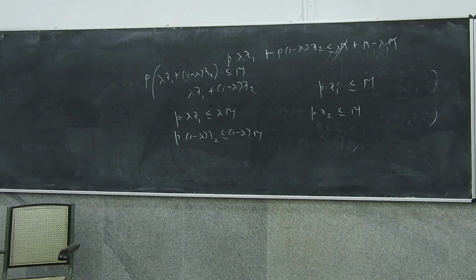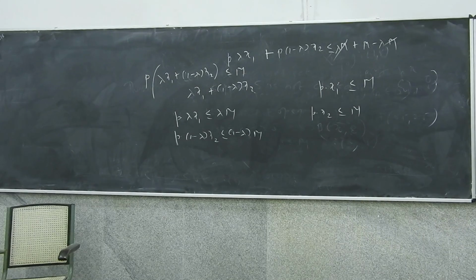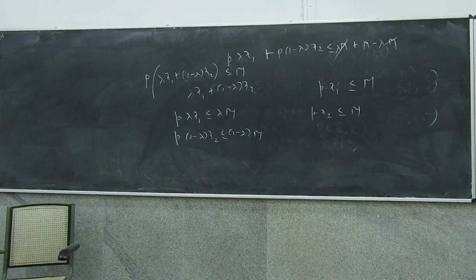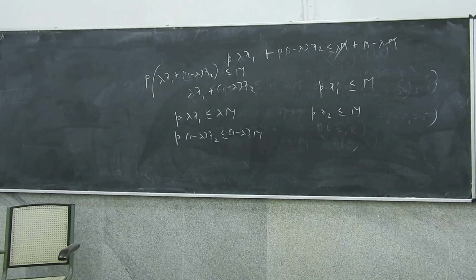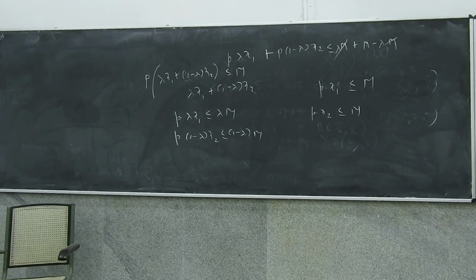Right? But what is lambda x1 plus 1 minus lambda x2? A linear combination of x1 and x2. Right? So it says if x1 is an affordable consumption bundle, x2 is an affordable consumption bundle, any linear combination of x1 and x2 will also be an affordable consumption bundle. That is, budget sets are convex. Right? Okay. Now if you think of one budget set, so P dot x is less than or equal to M, is a set of all consumption bundles which are affordable. Right? Now change P a little bit.